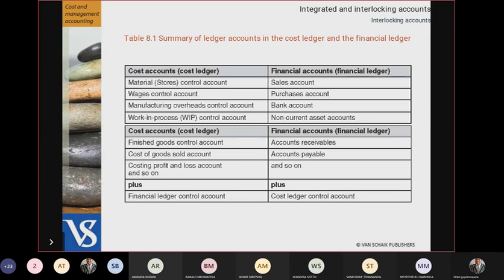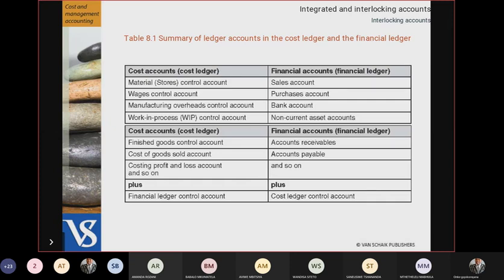So you've got then those production cost accounts, which are your material, wages, manufacturing overheads, and work in process. And also then some additional cost accounts, some of which have nothing much to do with the production: your finished goods control, cost of sales, and also your costing profit and loss account. So then to link these accounts, we've got that financial ledger control account.